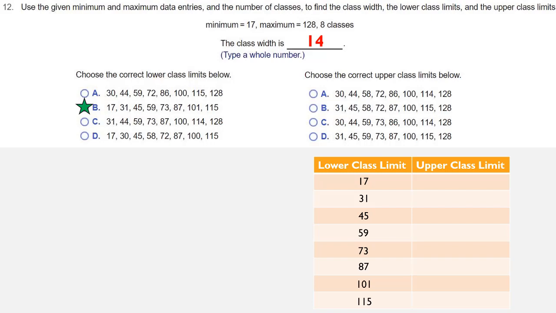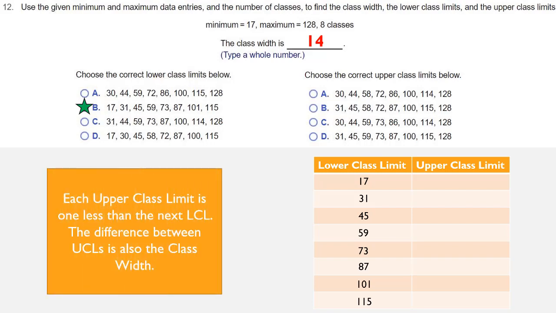For the upper class limits, each upper class limit is one less than the next lower class limit. The difference between upper class limits is also the class width. So we'll start by finding the very first upper class limit, which is one less than the second lower class limit. The second lower class limit is 31, so the first upper class limit must be 30.